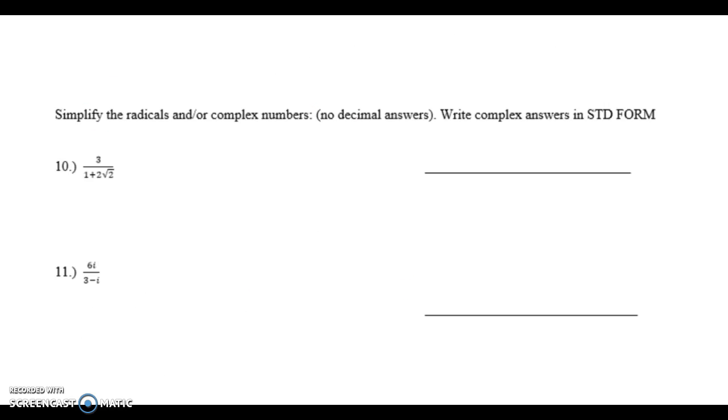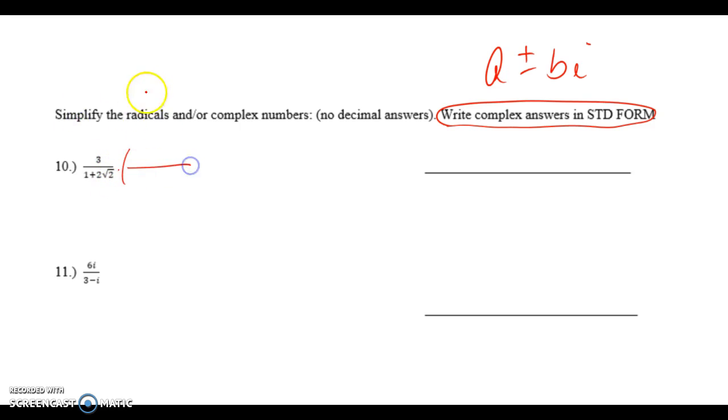Moving on. Simplify the radicals or complex numbers. And I said, when you get any complex answers, write them in standard form, which is this, right? So in order to rationalize this radical, I have to multiply by the conjugate, 1 minus 2 square root of 2. And this is a fraction equal to 1, right? So I'm not changing the value of this, I'm changing what it looks like.